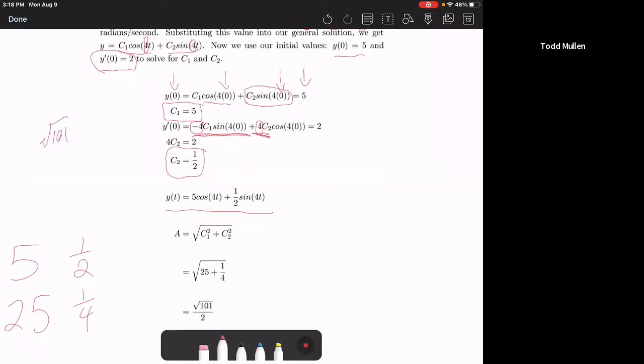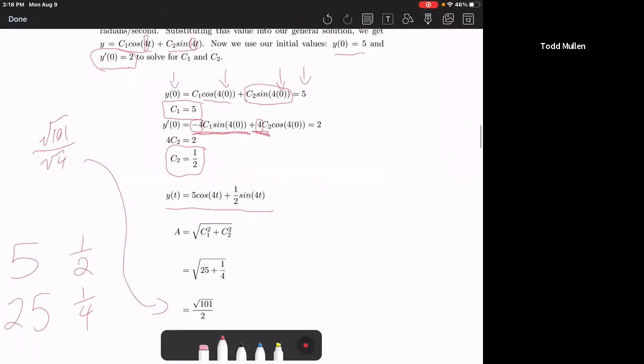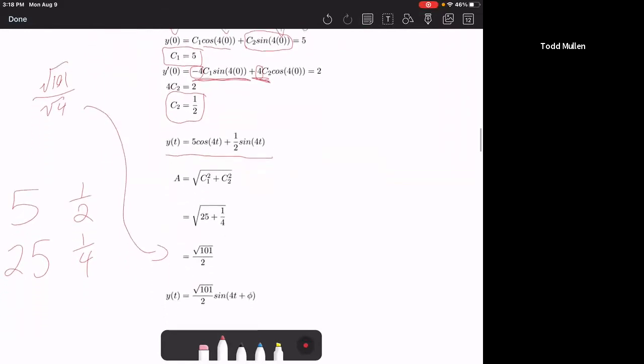First, you get the square root of 101 over the square root of 4, but the square root of 4 is just 2. So that's how we get here. So we plug that in. So we now have our A value. We have our omega value. All that remains is phi.